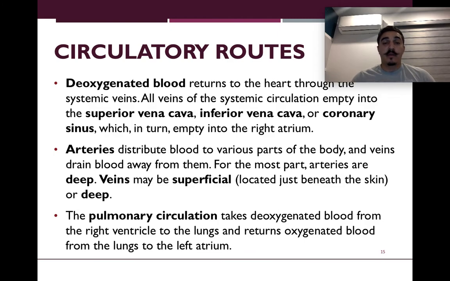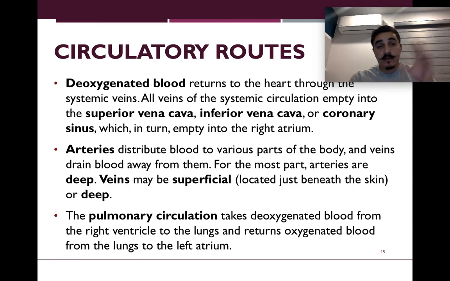The deoxygenated blood with no oxygen returns to the heart through the systemic veins, and all those veins empty into, remember, the superior vena cava, inferior vena cava, and the coronary sinus, which empty into the right atrium. Okay, to the right atrium, then right ventricle to the lungs, left atrium, left ventricle to the aorta. The arteries distribute blood to various parts of the body. For the most part, arteries are deep inside, and veins can be more superficial, or they can be kind of deep as well. But veins are more superficial than the arteries.